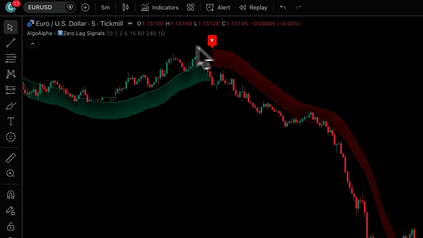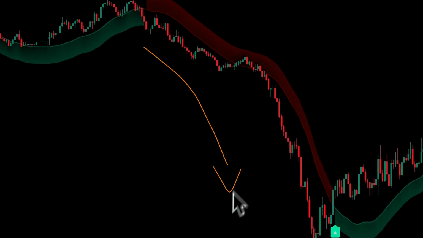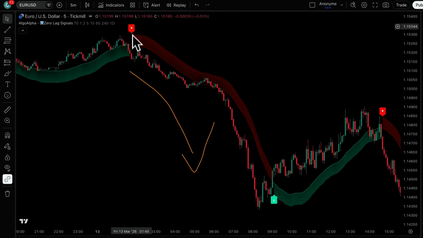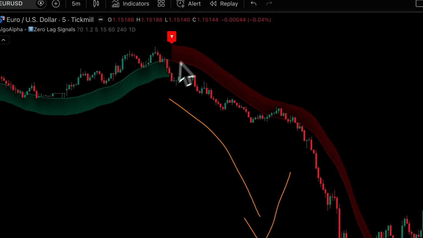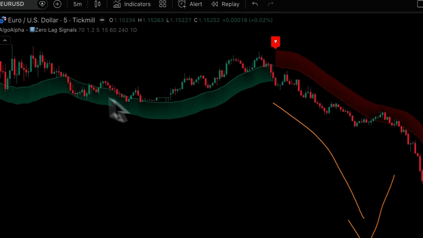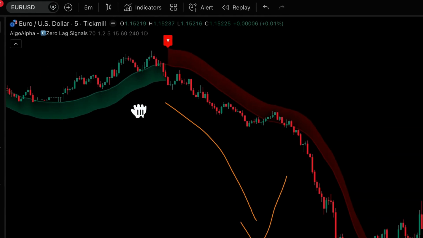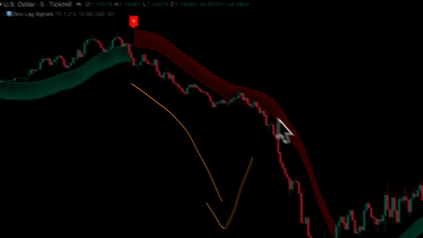You see that here? We have a sell signal on the euro dollar in a 5-minute time frame. Look at what happens next. Overall, this indicator will give you sell signals and buy signals. You can see that you have a green zone and a red zone. Simply put, when the market is rather bullish, the zone will be green. When the market is rather bearish, the zone will be red.